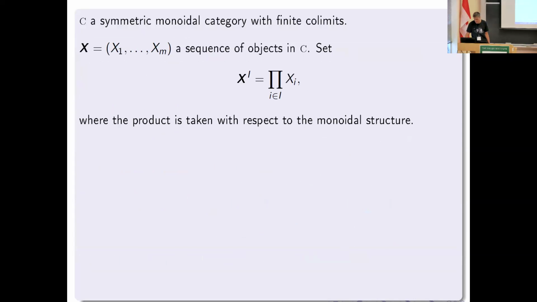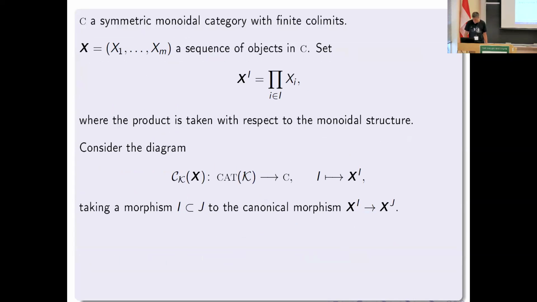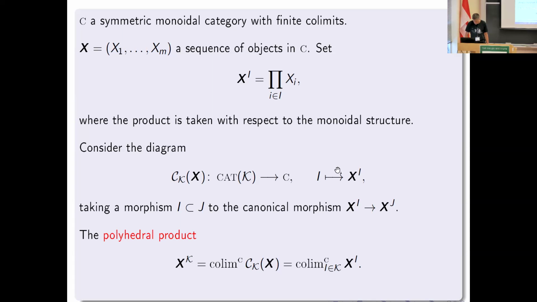So you start with a simplicial complex and a sequence of objects; you can do pairs as well if you wish, but let's stick to just one sequence. You form the product with respect to your monoidal structure, and then you look at the similar diagram, which maps the inclusion to the canonical morphism. Here you need a monoidal unit, the analog of the base point of topological spaces, to define this morphism. And then you can take this polyhedral product in your category C as a colimit of this diagram. That's a very straightforward analogy with the original construction of spaces.